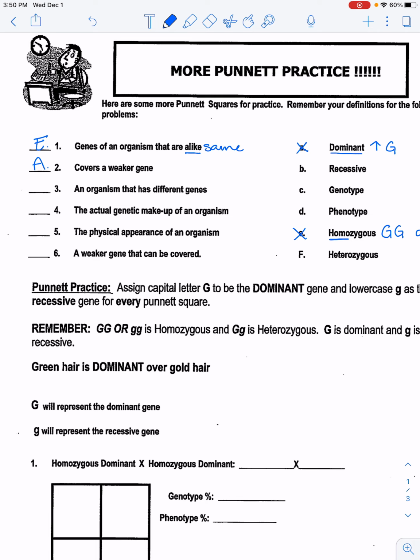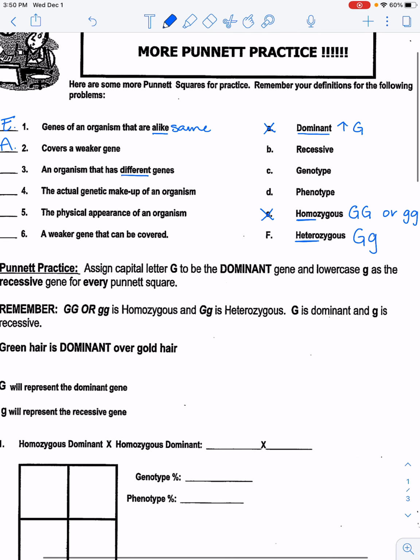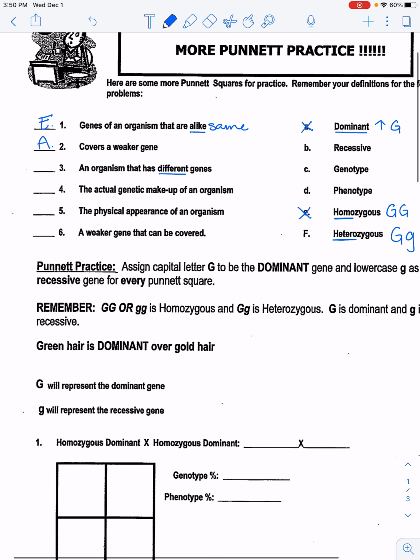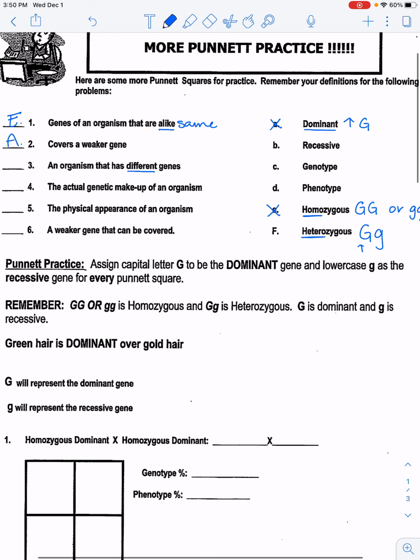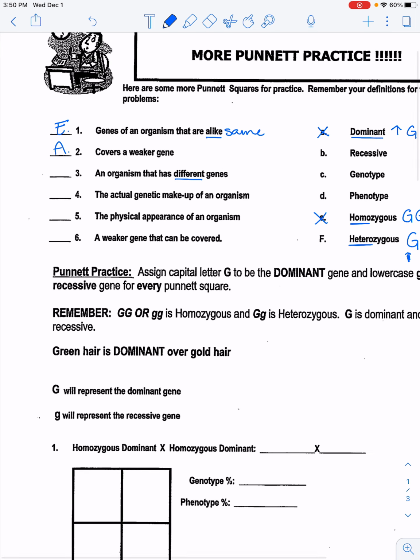The next word we're looking for is something that describes an organism that has different genes, and we have a prefix that means different, and that is hetero. Hetero means different. So our little example of this could be using the letter G, a big G and a little g. Those are different, as one is capitalized and one is lowercase. So this is our dominant and our recessive trait. So that one is going to be F here.